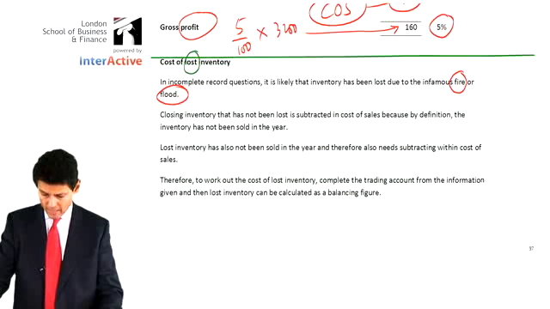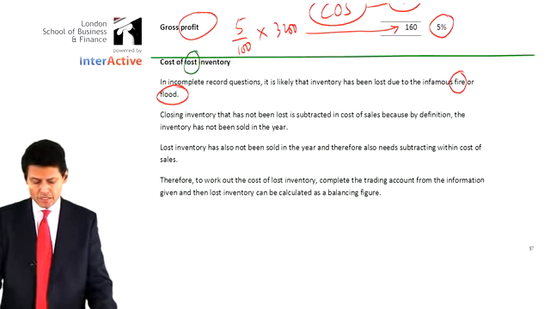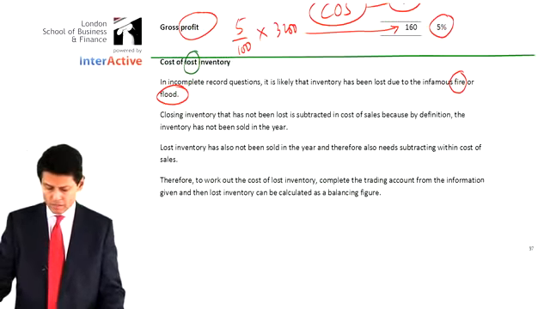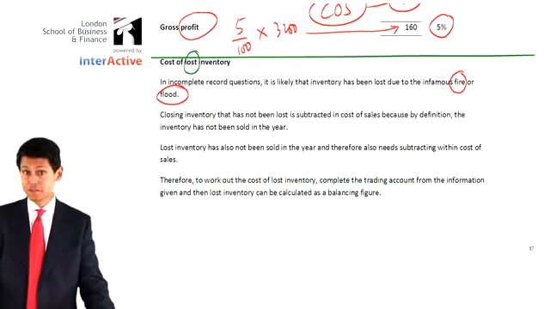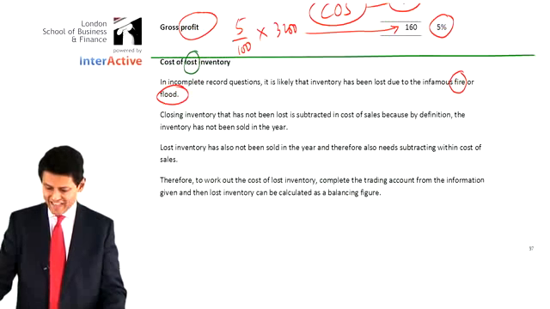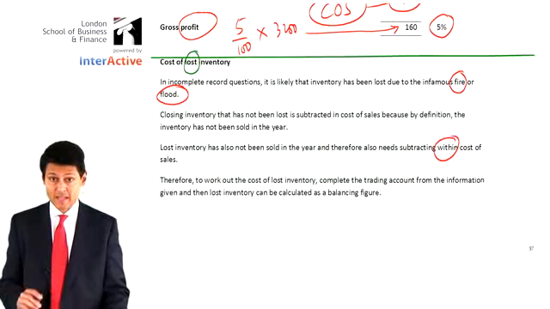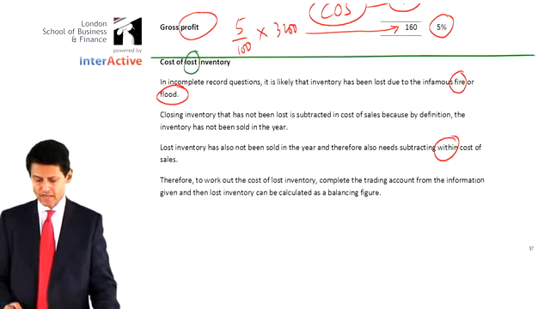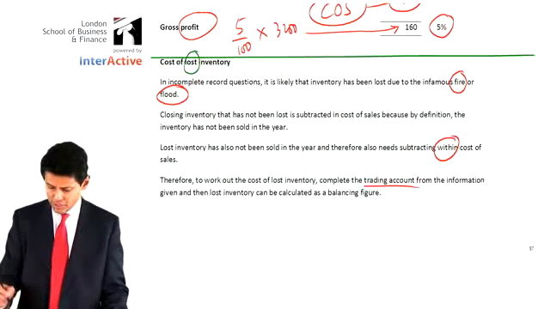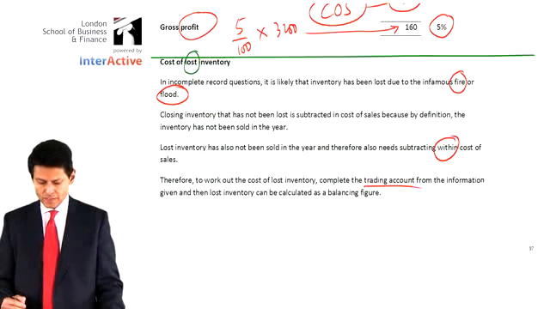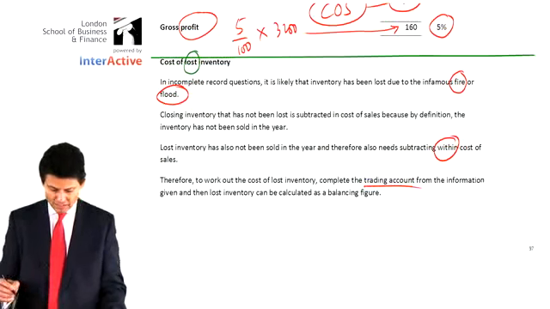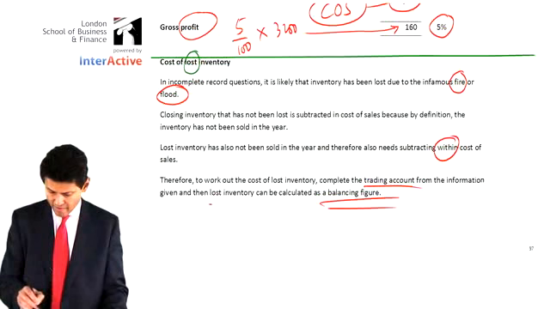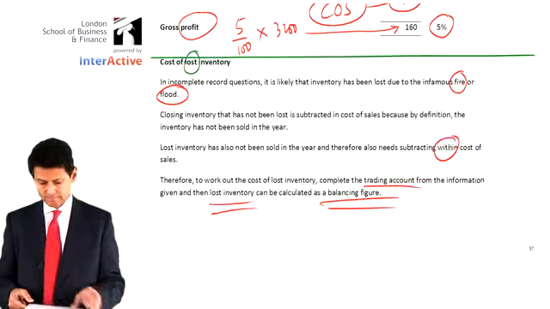So let's have a look. Lost inventory has also not been sold by definition because you lost it before you sold it, and therefore also needs subtracting within cost of sales. That's a big word, that, in one sense. Therefore, to work out the cost of lost inventory, complete the trading account from the information given, and then lost inventory can be calculated as a balancing figure. That's very, very important indeed.